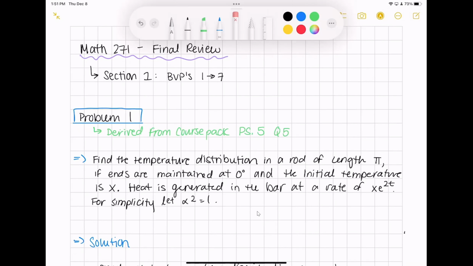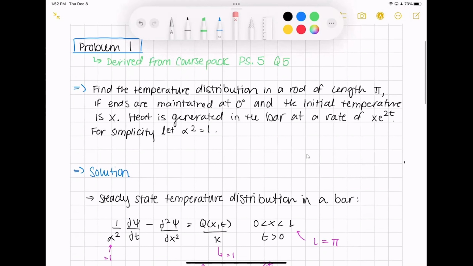Heat is generated in the bar at a rate of x e to the 2t, and for simplicity, let alpha squared equal 1. So this question is really similar to question 5. I just changed, I think this was x minus x squared, and instead I just left it as x for simplicity, and I added a generation term in terms of both x and t. So just changing it up a little bit, and here we'll see the solution to this.